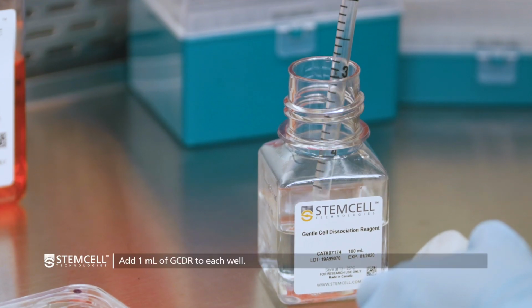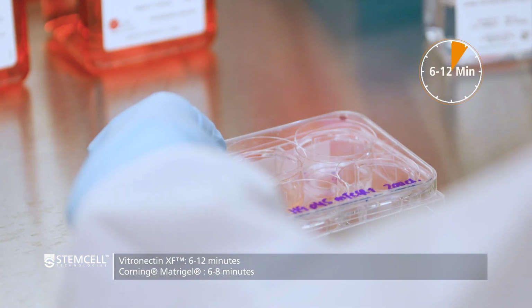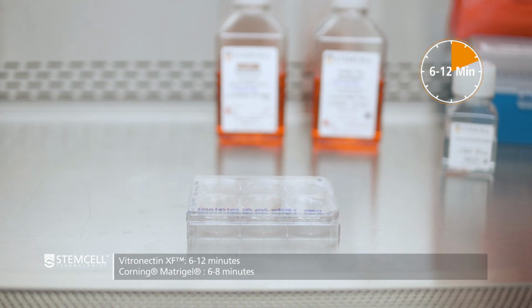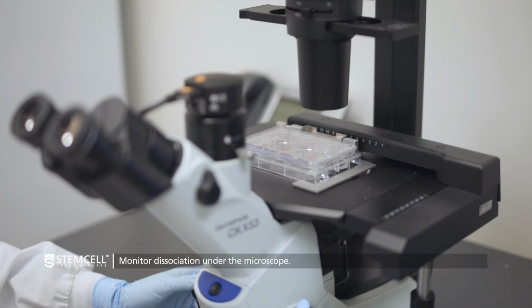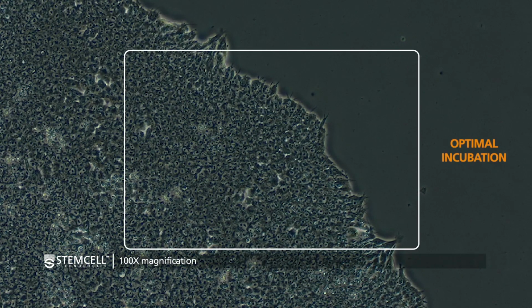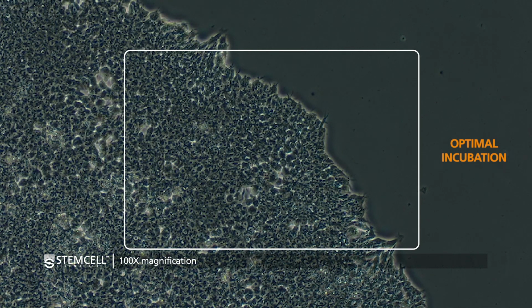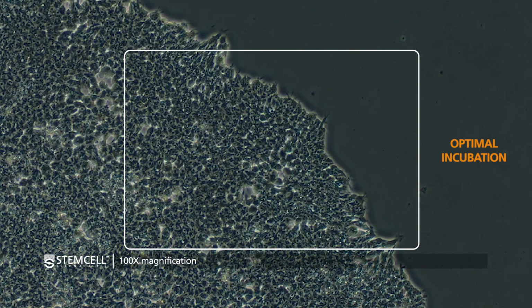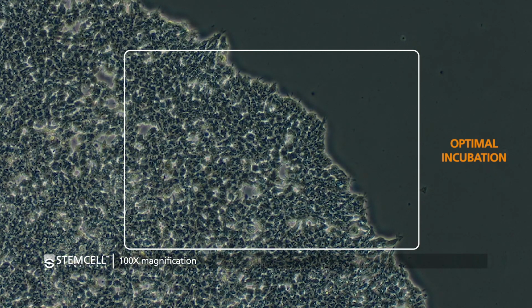Add 1 milliliter of GCDR to the well and incubate at room temperature for 6 to 12 minutes. The incubation time may vary between cell lines and matrices. Dissociation should be monitored under the microscope until the optimal time is determined. The optimal incubation time is reached when increased light and gaps appear between cells located on the edge of the colony. If the culture is under-incubated, the colonies will not be dissociated sufficiently.